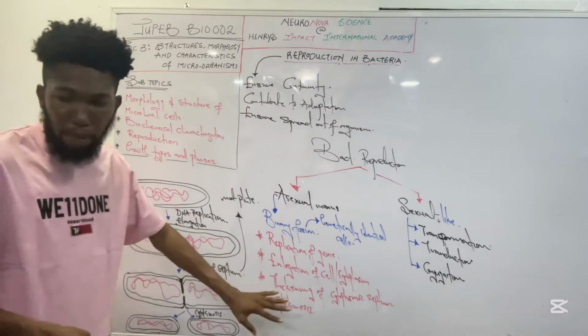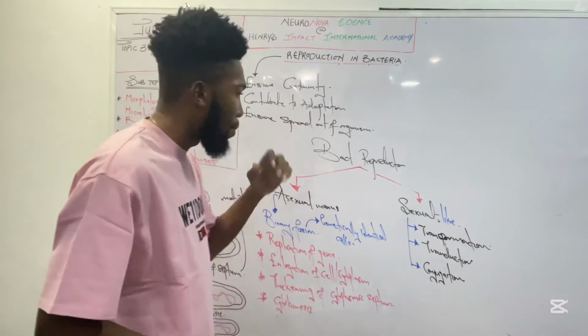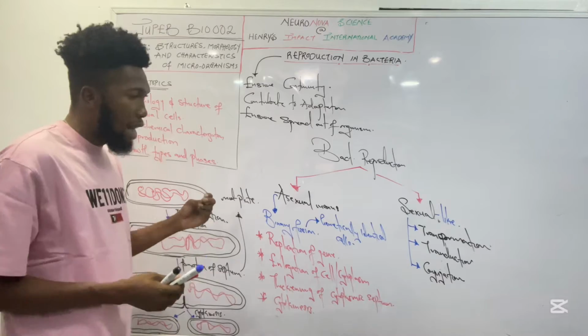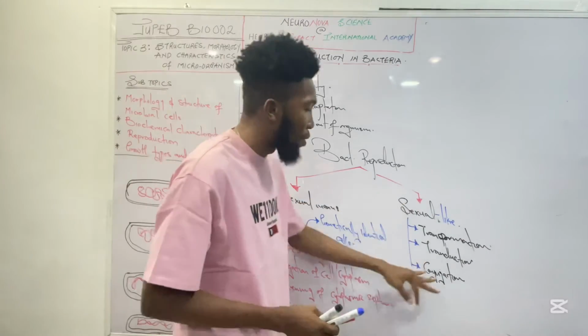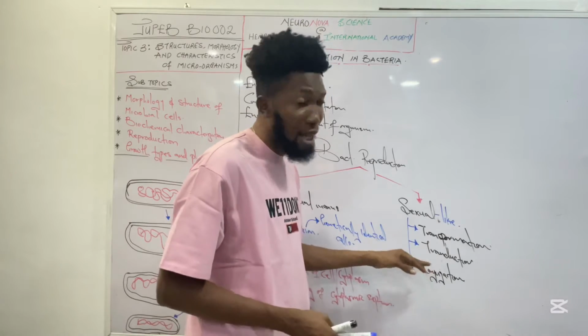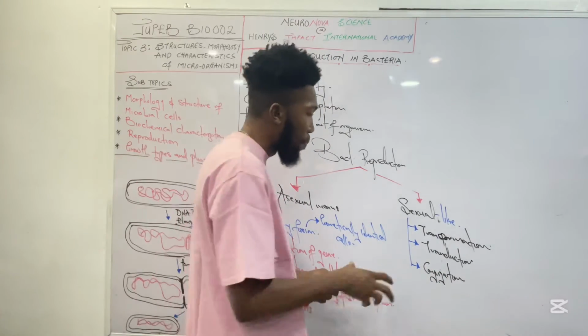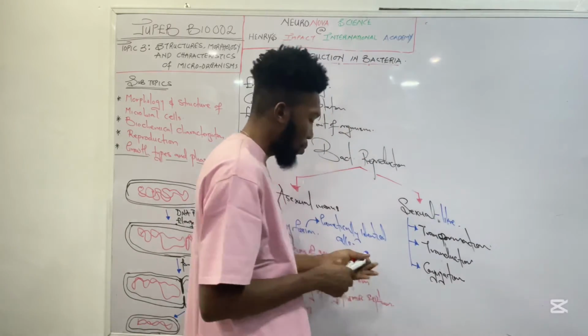So four major steps in binary fission, and that's what you have there. Now let's come into the sexual-like kind of reproduction that you can see. So we said there are three major types of sexual-like reproduction, right? We made mention of the transformation, we made mention of the transduction, and then we talked about the conjugation. So we're going to start a description now from the transformation.